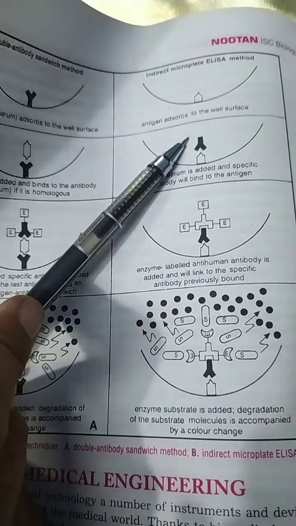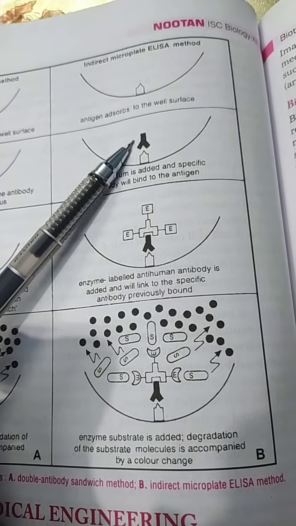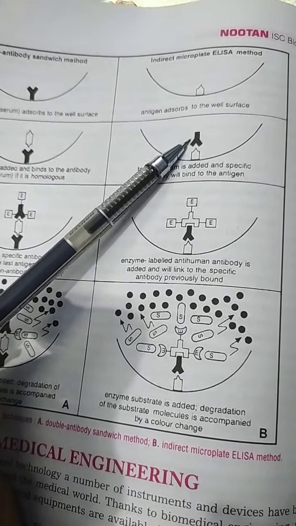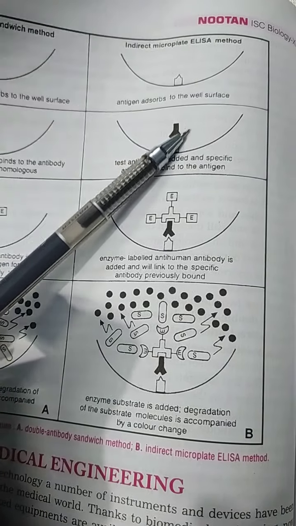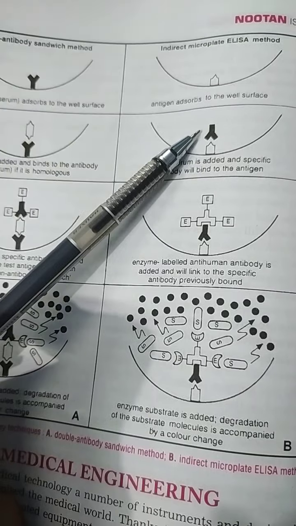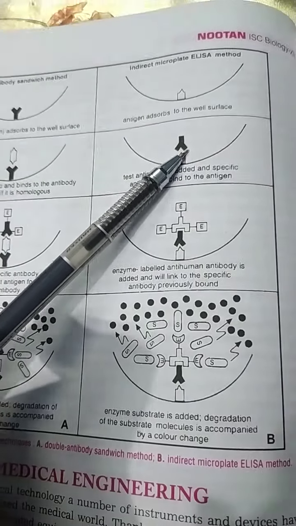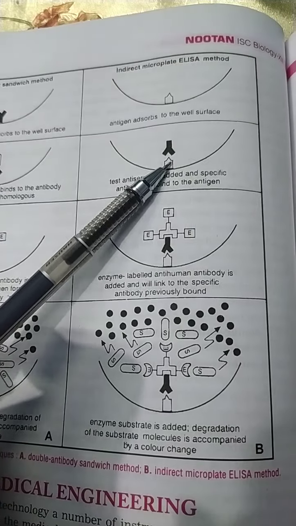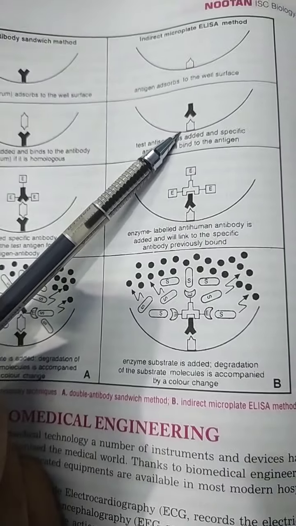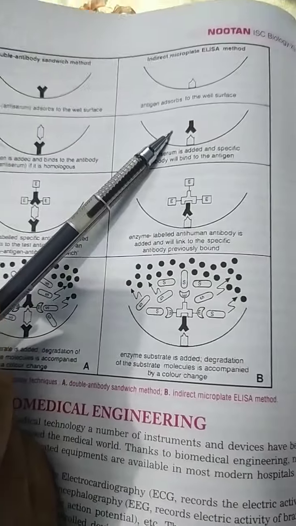test antiserum. Do you see here? The test antiserum is added and is allowed to incubate. Incubation time is the time it takes to bind to the antigen that is provided here. So this antibody binds to the antigen as it comes out of the antiserum.